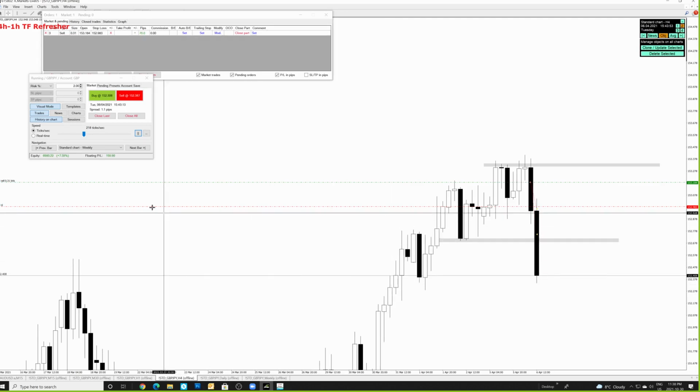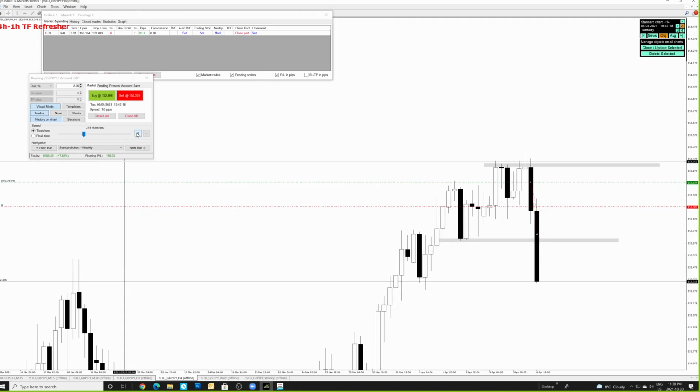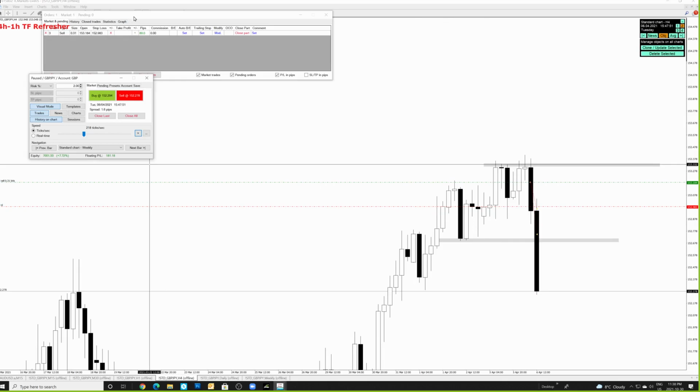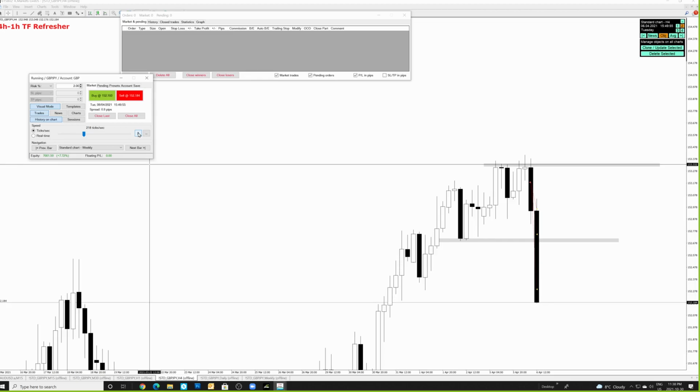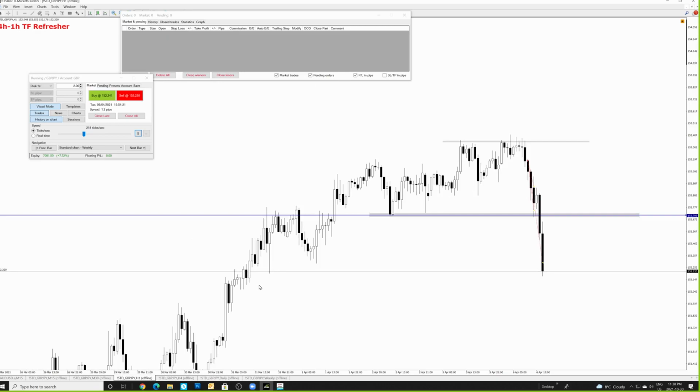152, 340. Oh, nice. Very nice. Almost 70, 80 pips. This is really running down. So we're going to close this position right here. Four-hour, 1 hour is trickling down over here as well.